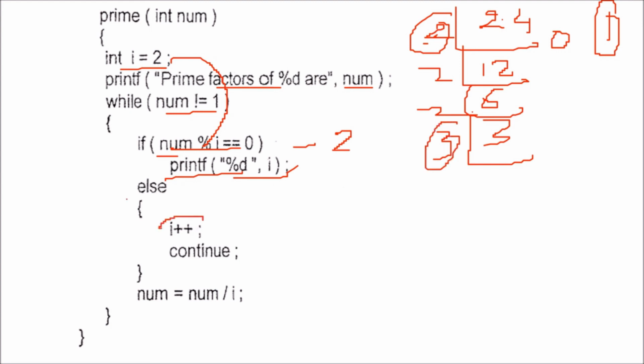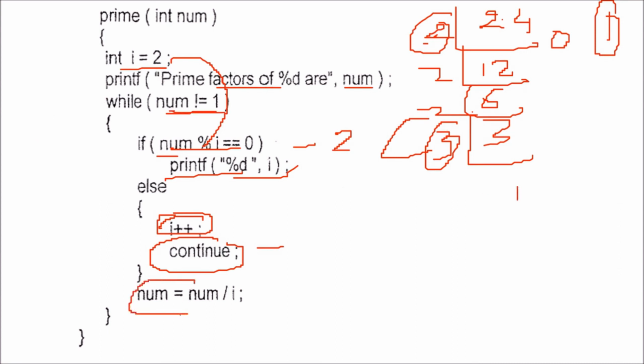So we go into the else. We are incrementing it by 1, so we are incrementing 2 to 3. And now we are continuing. We don't want to place any value here, because we want to go again just to check whether we get 1 or not.